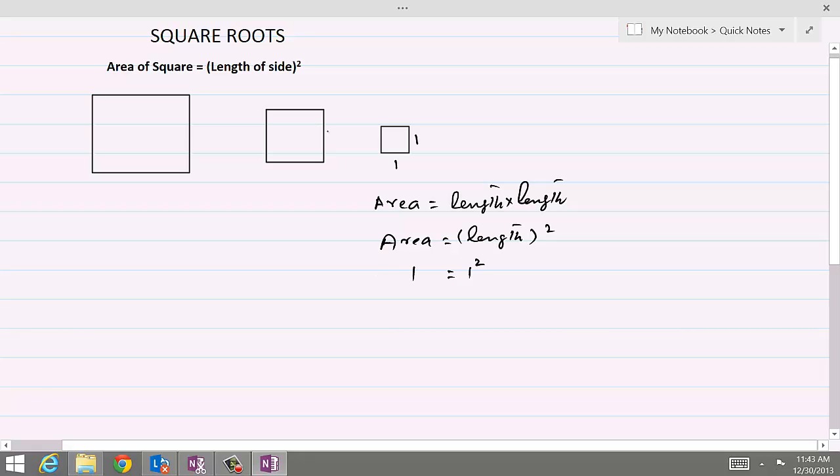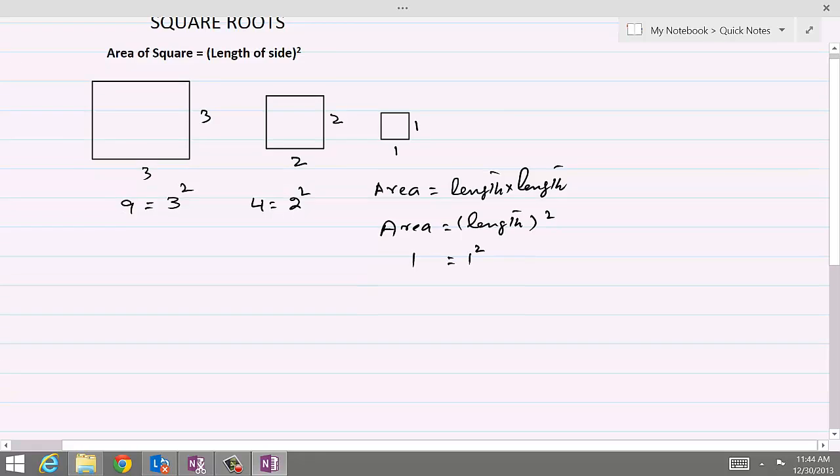That's the area. If the length of this side of the square is 2, obviously this is 2 as well, then what would be the area according to this formula? That would be 4, equal to 2 squared. If the length of the side of this square is, let's say, 3, then the area of this square will be 9, which is in fact equal to the length of the side squared. So this is 3 squared.